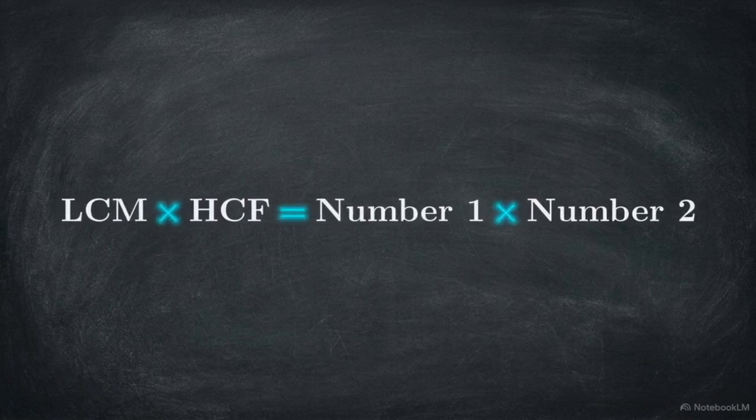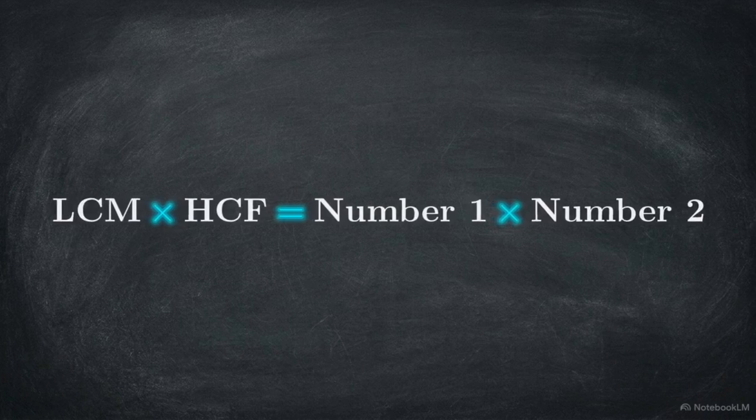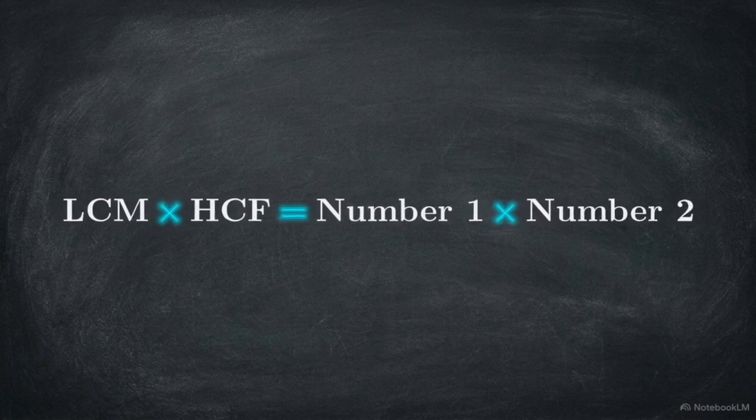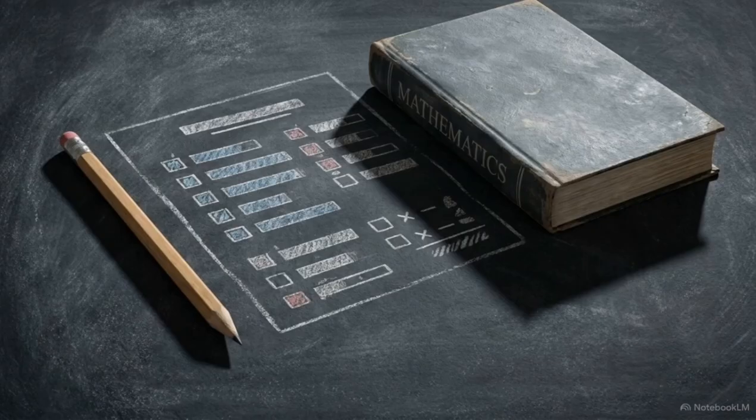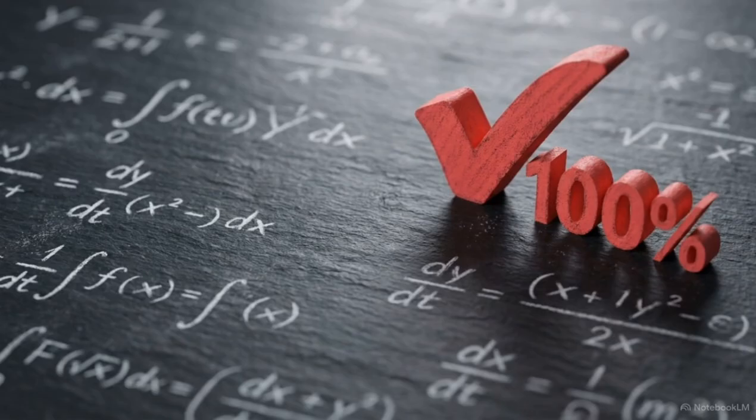The product of the LCM and HCF always equals the product of the two original numbers. Have your pencil and paper ready. We're going to find the prime factorizations and test this rule together. Learning this verification method helps remove the guesswork from exams by giving you a way to audit your own results.